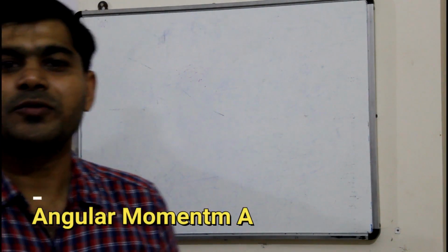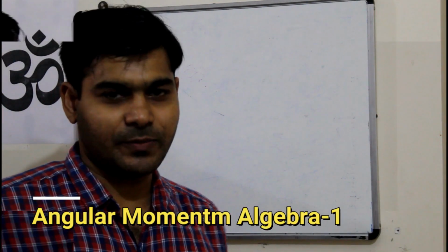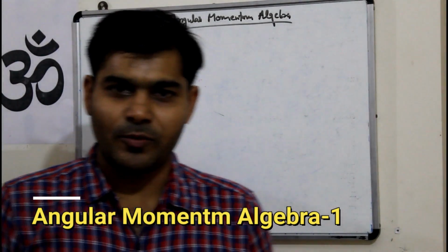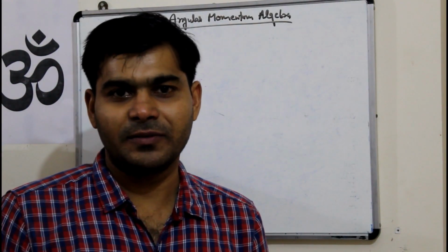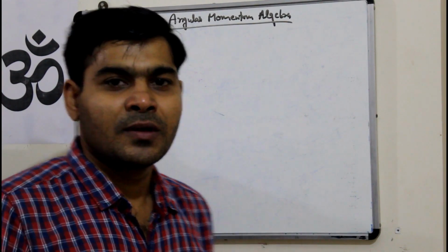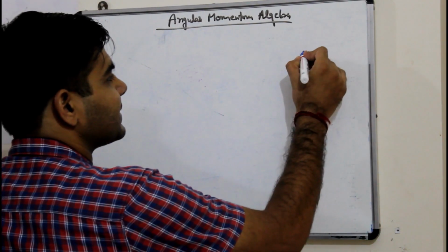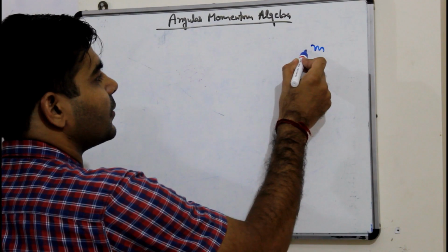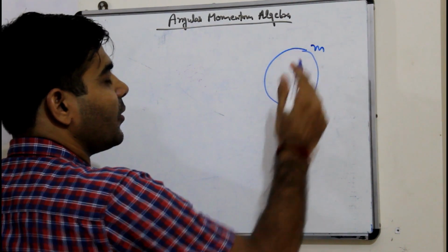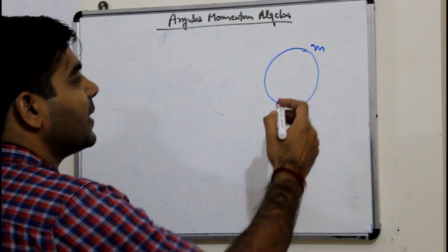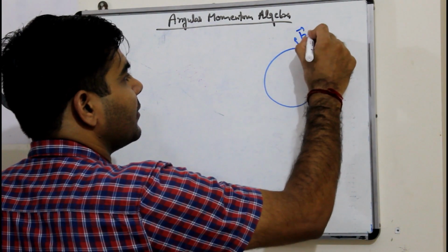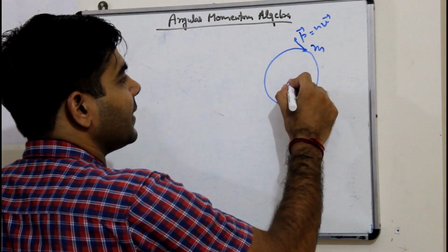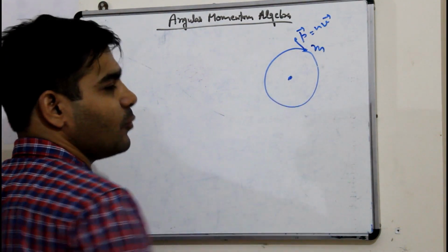Hello, today we are going to talk about angular momentum algebra. Now, what is angular momentum algebra? The word angular momentum is quite familiar from classical physics as well, where we know if a particle of mass m, for example, is rotating in a circular motion or any kind of angular motion for that matter, with a linear momentum p equal to mv in this direction, and suppose this is rotating around this point.